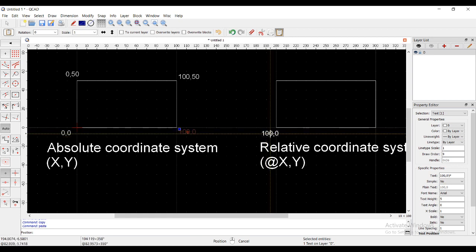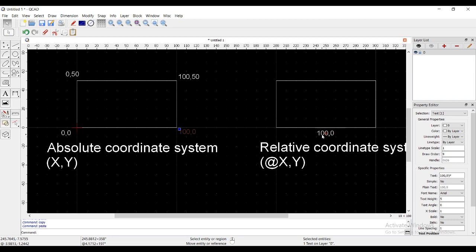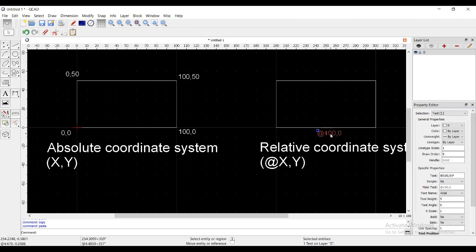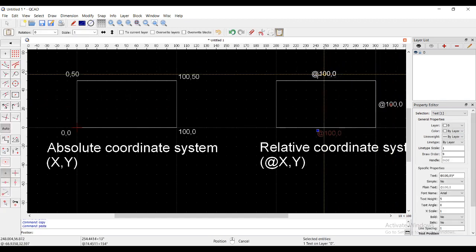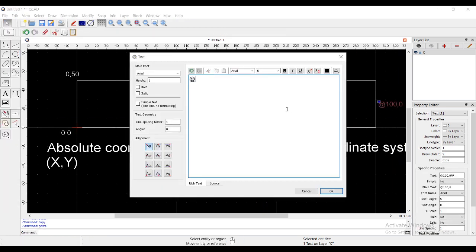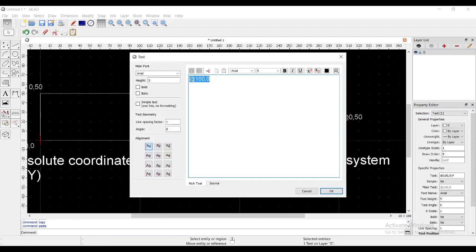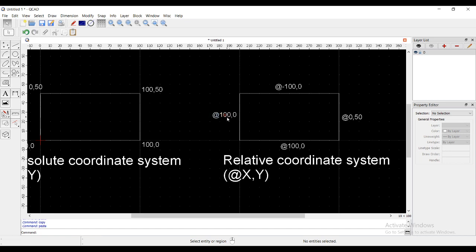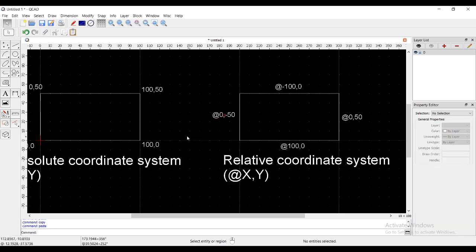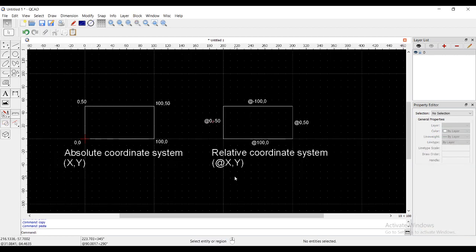Same thing we will do for the relative system. So this is the reference, and this will be @100,0 here, here, and here. This will be @0,50. This will be @-100,0 because we are going in the left direction, and this will be @0,-50. So the same rectangle we have drawn using the absolute coordinate system and using the relative coordinate system.